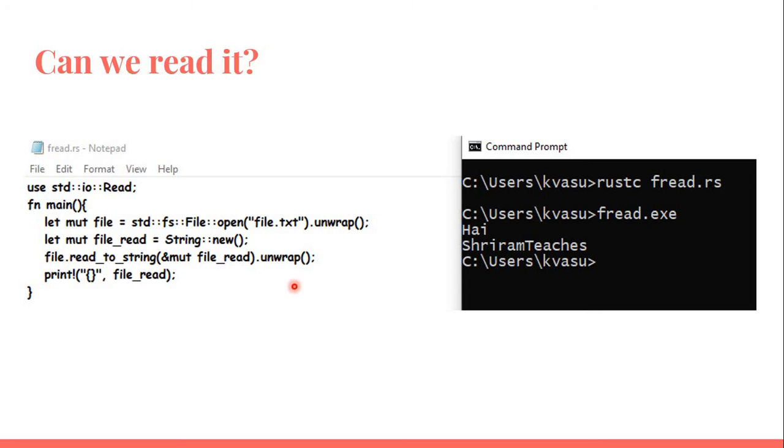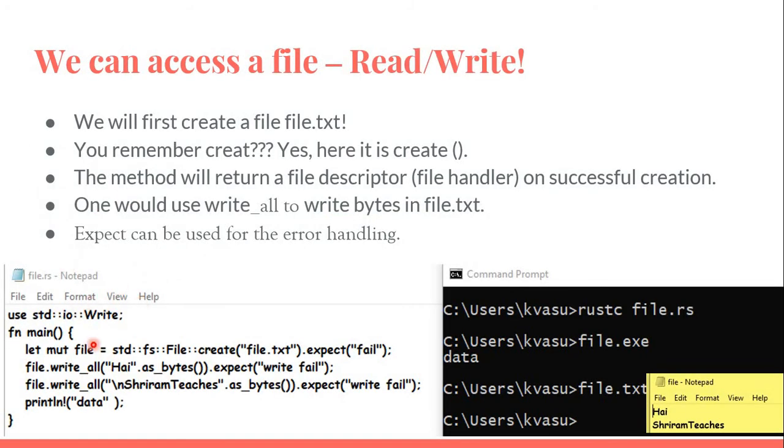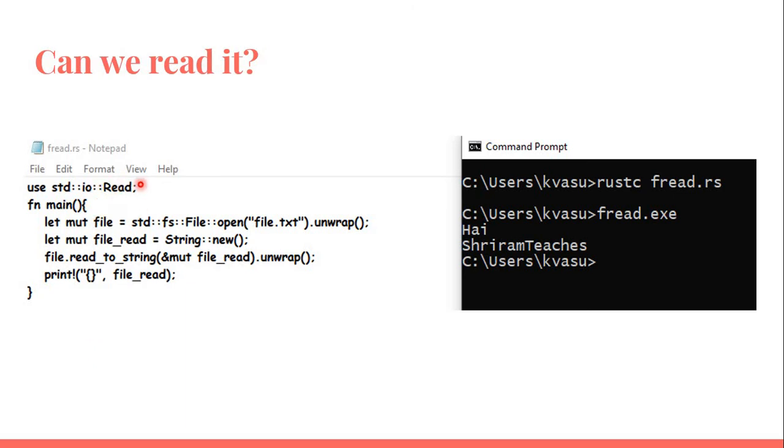Right, now what is the next step to do? I'm going to read the file. How am I going to read the file? I have already written a file. In the last example, I wrote something as "hi Shriram teaches", and now it's time for me to read it. Last time I used std::io::Write. You can see that here it's Write, and this time it's going to be Read. That's all. Now what do I do? I open the file, and the name of the file is file.txt, and I use unwrap. I open it, I unwrap it, and then I am reading the file now with the read option.